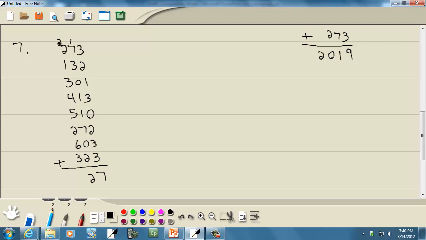Okay. And then add this column. 2 plus 2 is 4, 1 is 5, 8, 12, 17, 19, 25, 28. No use to carry anything because we're at the far left column. 12, 17, 19, 25, 28. Okay, so that'd be our answer.